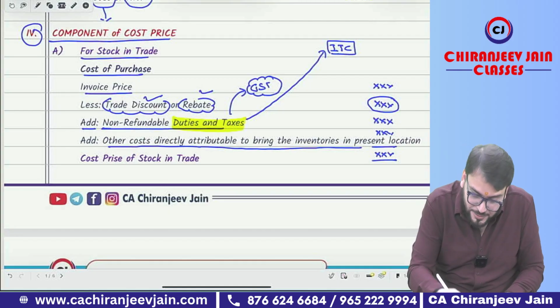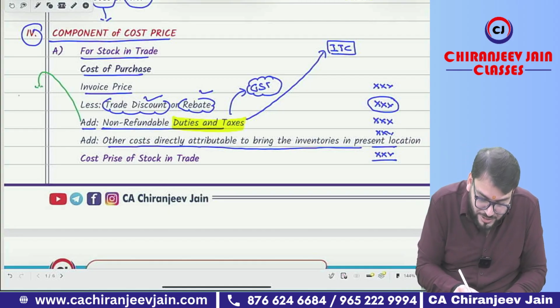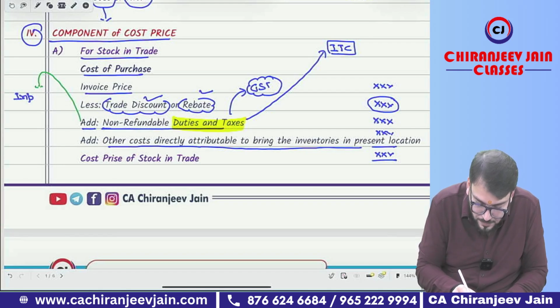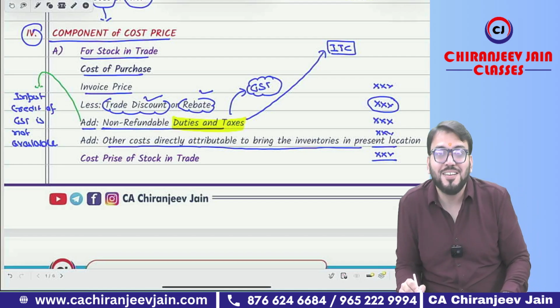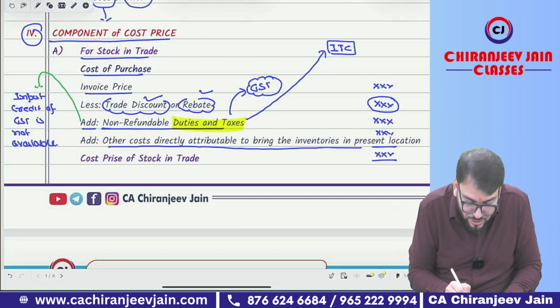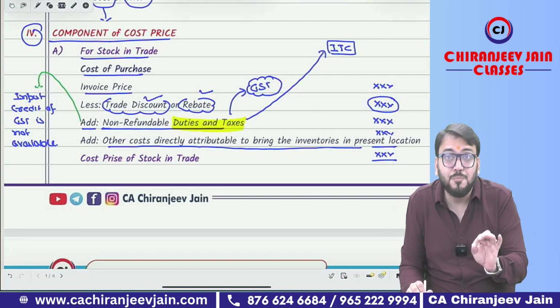Can I say it in this way? Non-refundable means input credit of GST is not available. We can say it this way. Input credit of GST is not available. If the question says input credit is available, then it becomes refundable, then don't add it.